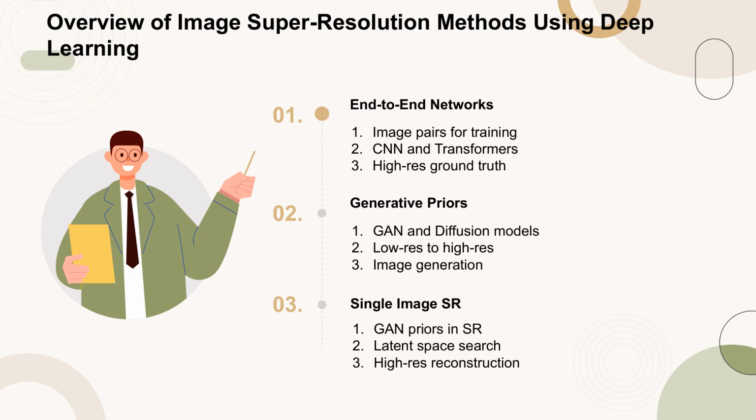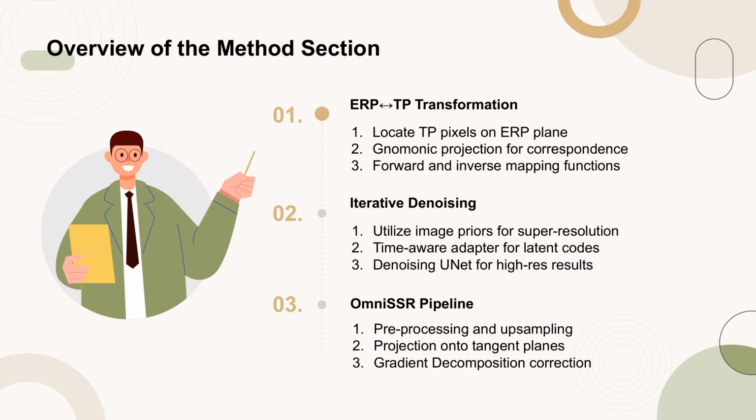Specifically, in single-image super-resolution using GAN priors, pre-trained GAN networks transform image features into latent space, searching for the corresponding latent code to reconstruct high-resolution images. The method section of the paper begins with the ERP-TP transformation, which involves determining the positions of target image pixels within the source image using gnomonic projection. This transformation allows for the creation of forward and inverse mapping functions between ERP and TP images.